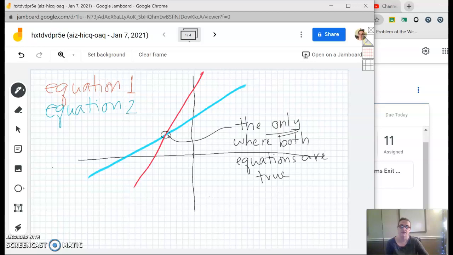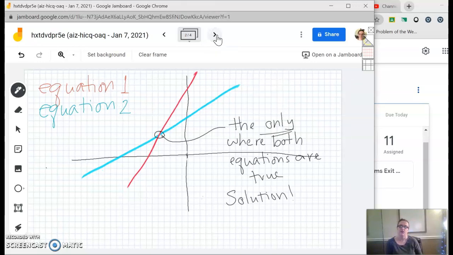Right? If the solution is a place where the points make the line true, that's the solution to an equation, then the solution to a system is the place where all lines are true at the same time. So pictorially, this is a system of equations and an identification of what the solution is.